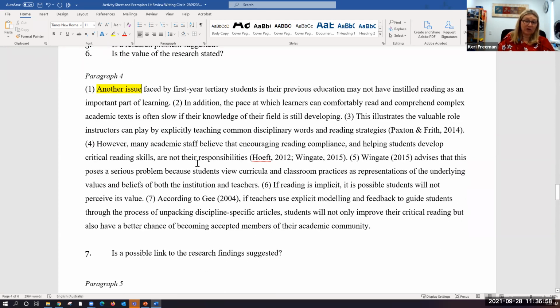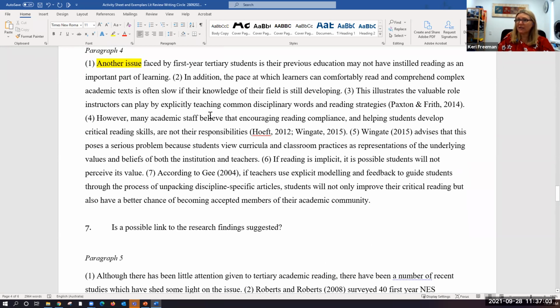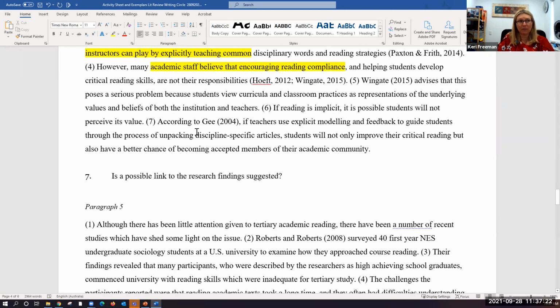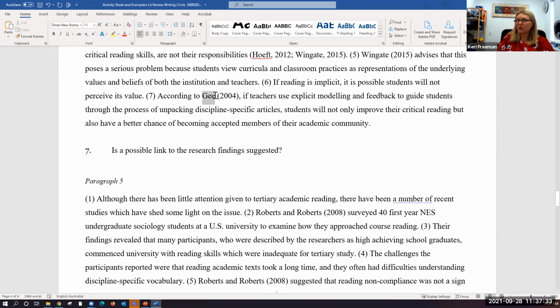Maybe students don't think reading's important. Maybe they're not fast at reading. And so because of these things, the teachers need to be explicit and teach it. However, many academic staff don't think reading compliance is their responsibility. So again, we're coming back to the problem, back to the issue. Why should we do this research? Well, because we need to improve the way things are being done. Another seminal author here, Guy.